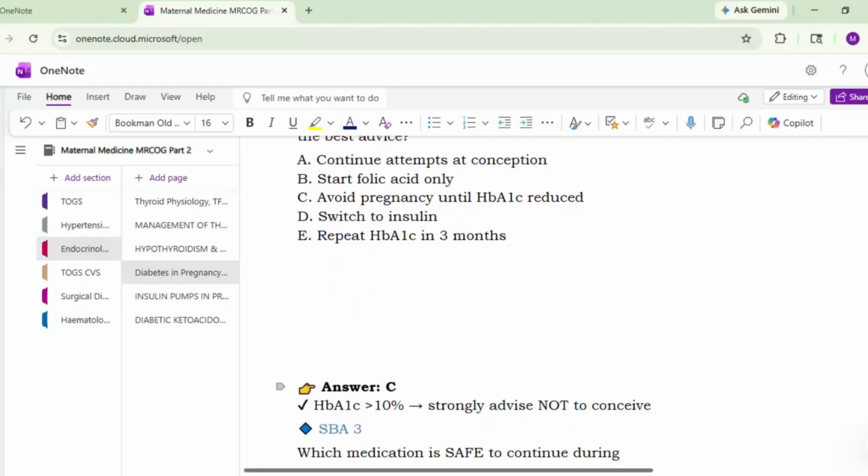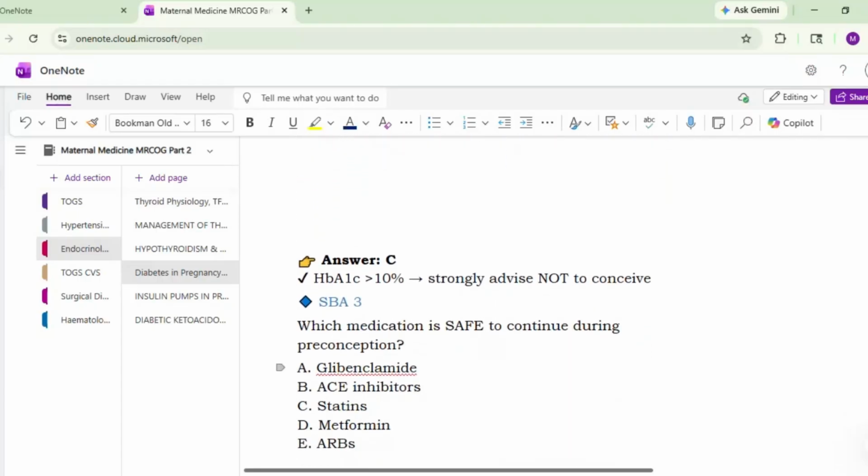With HbA1c more than 10%, she is strongly advised not to conceive. And how frequently will you monitor HbA1c during the preconceptional period? If HbA1c is high, monthly. So you have to monitor these patients, bring the HbA1c below 6.5, then stop the contraception and then they can actively plan. I hope things are clear. Preconceptional, antenatal, intrapartum, postpartum, everything we have discussed.